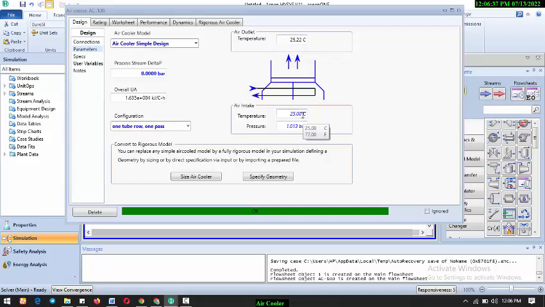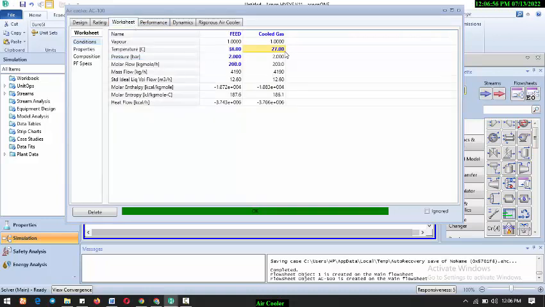Now the temperature of the air increased from 25.00 to 25.22 degrees Celsius. So air increased in temperature by 0.22 degrees Celsius, to be able to reduce the temperature of our gas stream from 38 degrees Celsius to 27 degrees Celsius. Now, we'd like to show you the rating.